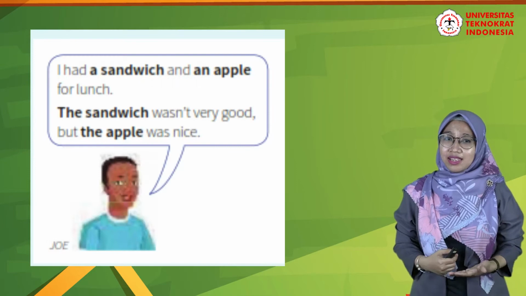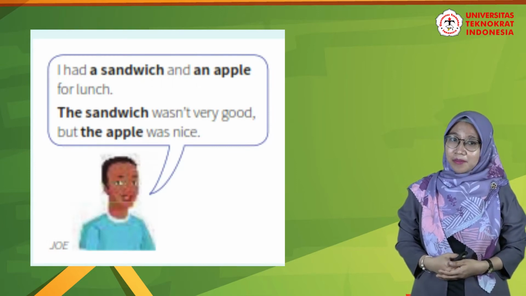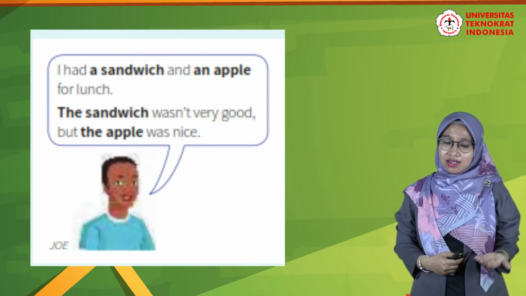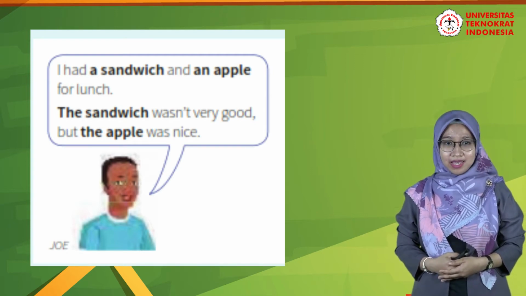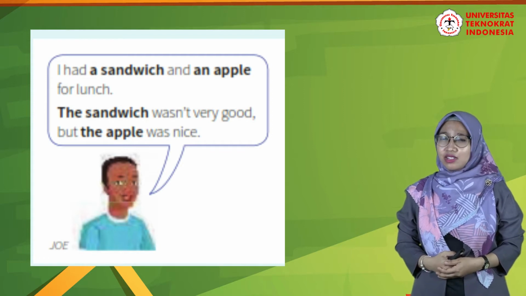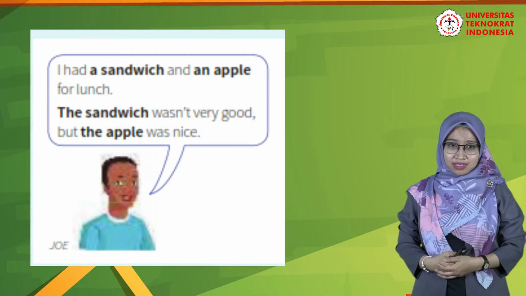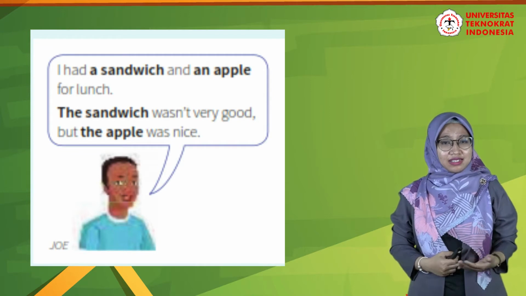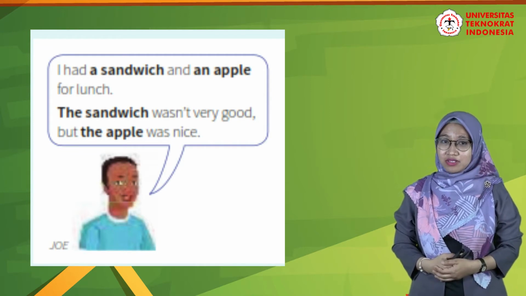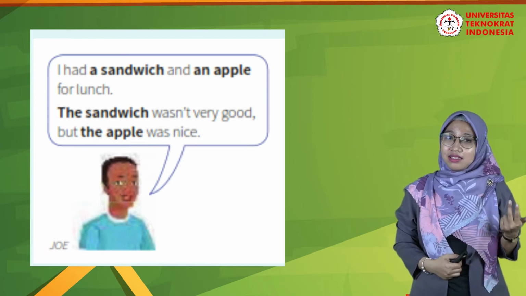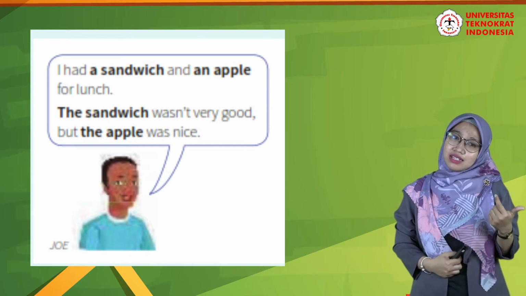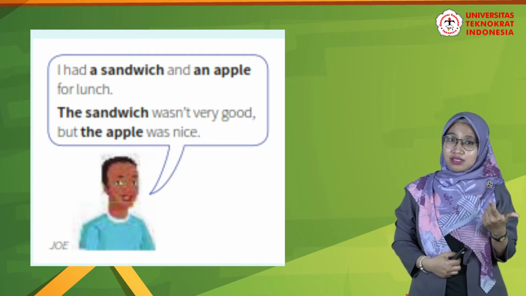Okay, now let me show you this illustration. Joe said, "I had a sandwich and an apple for lunch." And then the next sentence, "The sandwich wasn't very good, but the apple was nice." Can you tell me which ones are the articles? In these illustrations, we have three different articles: a, an, and the.